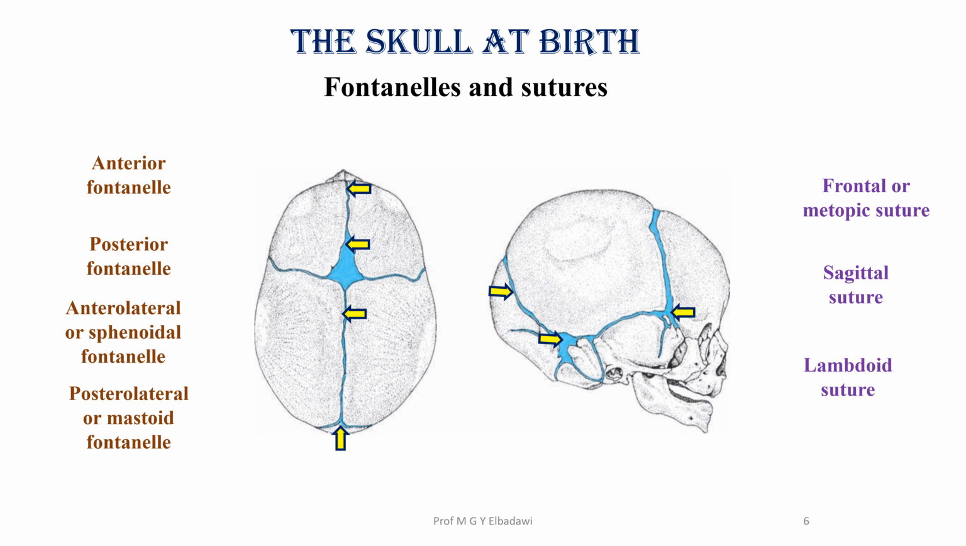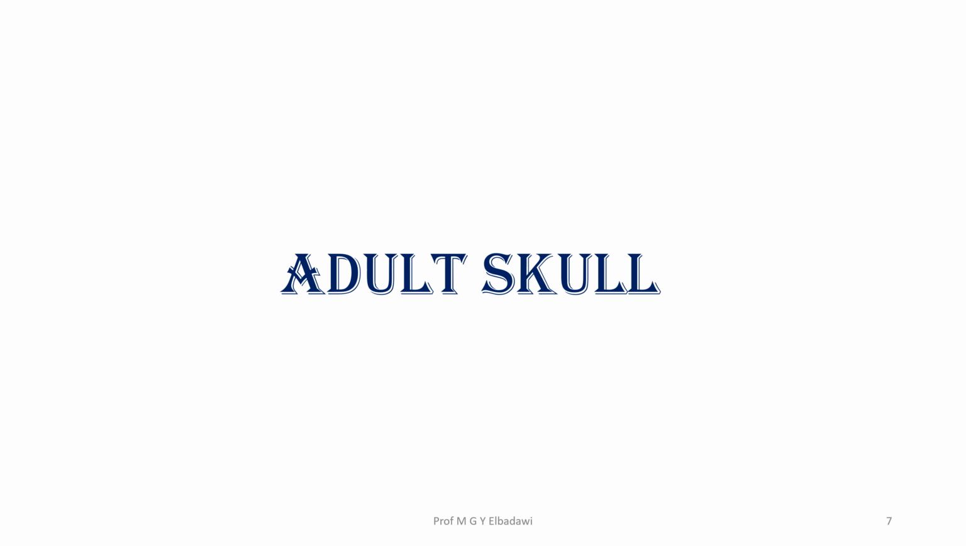The anterior fontanelle is the one which usually fuses at 18 months of age, while the other fontanelles take between 0 and 3 months to fuse. That is the coronal suture. So these are the fontanelles on the left side, and the sutures are on the right side. Now we'll come to the adult skull.